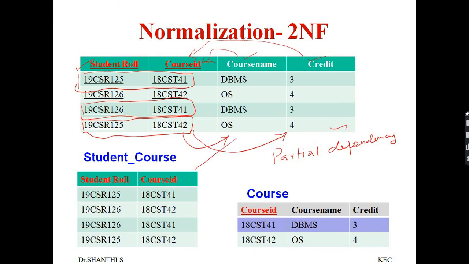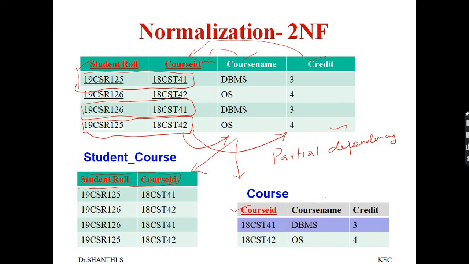Now this table is decomposed into two tables like this. The first table consists of student roll number and course ID. Student roll number and course ID form a composite primary key for this table. The second table consists of three attributes: course ID, course name and credit. Here course ID is the primary key.